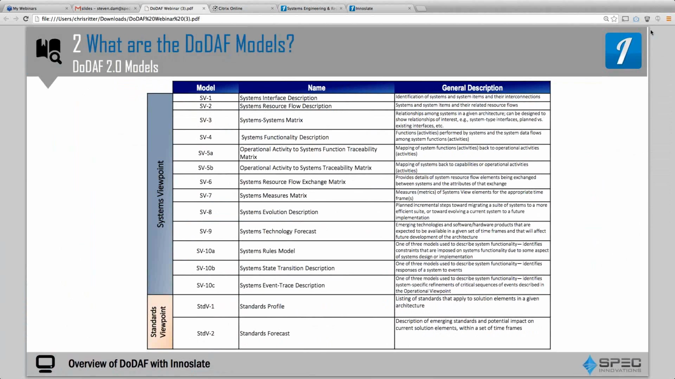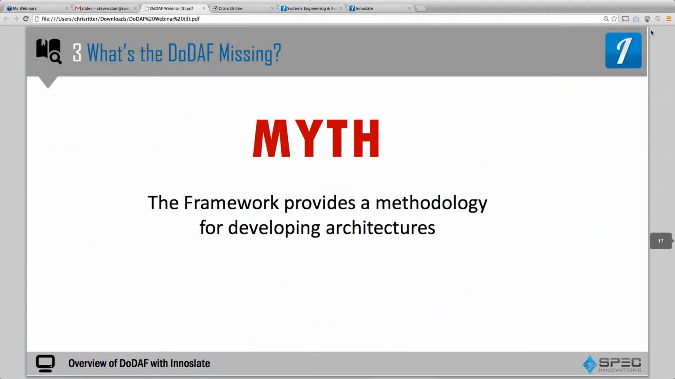So now that we understand these set of things and understand there's overlap and there's a whole bunch of them, how do I actually go building something like this? And the myth is that the framework provides a methodology for developing architectures. What it does is give us a structure for presenting architecture information so that now I can compare it easily between different architectures, which was the whole purpose of the DoDAF in the first place, as I mentioned.